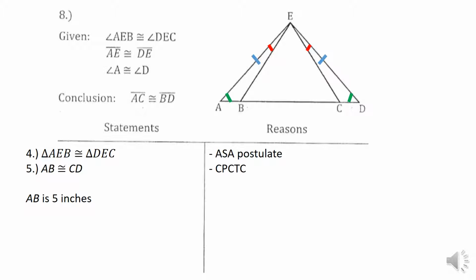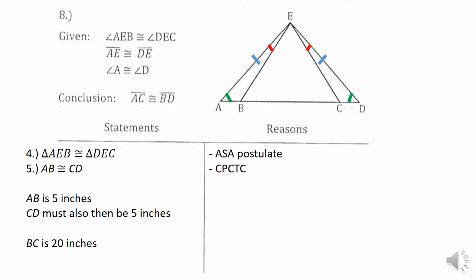If AB is 5 inches, then CD must also be 5 inches because AB is congruent to CD, so they have to have the same lengths. Now, this segment BC, that also needs some length. We don't know what it is, but it doesn't matter. It could be 10 inches, it could be 15, it could be 20. Let's just say that BC is 20 inches. So if BC is 20 inches and AB is 5, then what is length AC going to be?